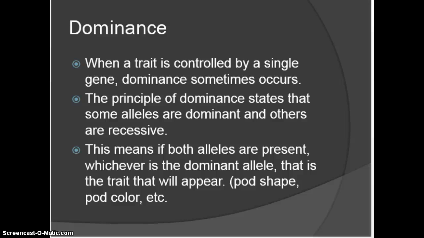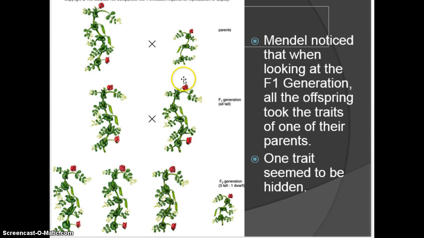However, when a trait is controlled by a single gene, dominance sometimes occurs. And the principle of dominance states that some alleles are dominant and others are recessive. This means if both alleles are present, whichever is the dominant allele, that is the trait that will appear. So if we go back here, again, we look at dominance. Obviously, the allele for tall is the dominant allele, and that's why in the F1 generation we only see the tall ones.